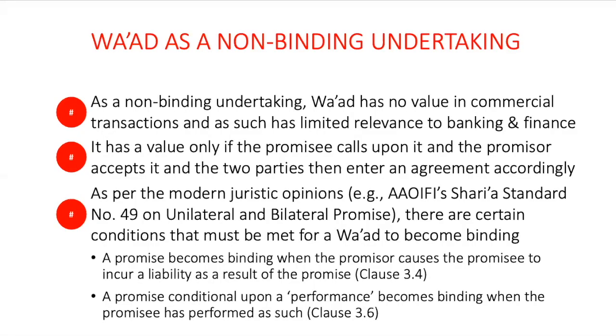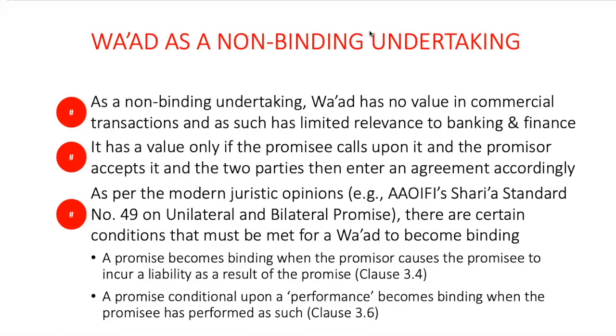Now, according to this standard number 49, a promise becomes binding when the promisor causes the promisee to incur a liability as a result of the promise. We will go through some examples. So if I have promised to buy your car, so you have a car and I go to you and say, I promise to buy this car from you on May the 30th for a price which we agree between us. And after I have given this promise, you go out and actually buy another car because you assume that on May the 30th, I would buy this car.